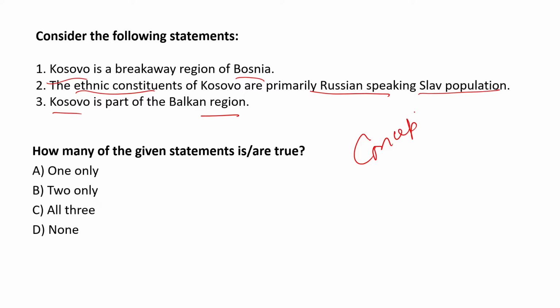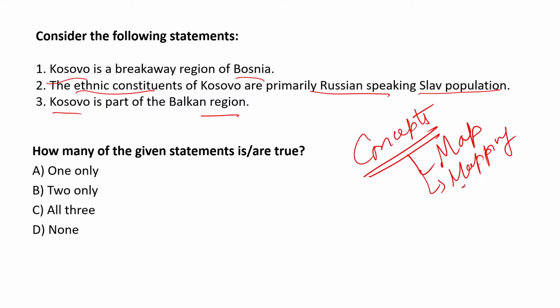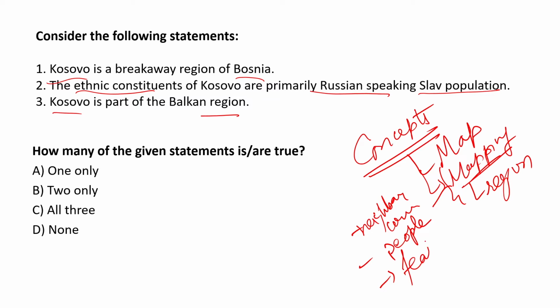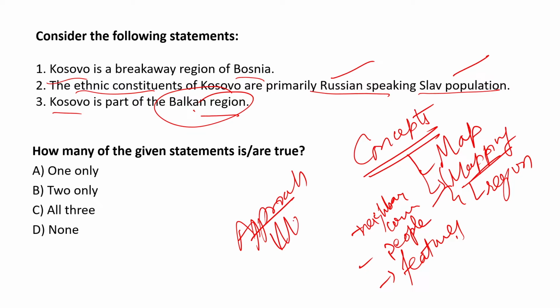So if you look at the concepts here, as such you will utilize the map, right, and the mapping vis-a-vis a region. Whenever we talk about mapping, for example, neighboring countries, people, features, for example, Russian speaking Slav population, the region, all these areas become important for us, right. So the approach to solve this question is to look at the map, or remember the map. At least through that you will be able to identify the veracity of one or two statements, that whether it's a breakaway region of Bosnia, I mean it should not be like one is Mexico, other is Japan, no physical connection, right.